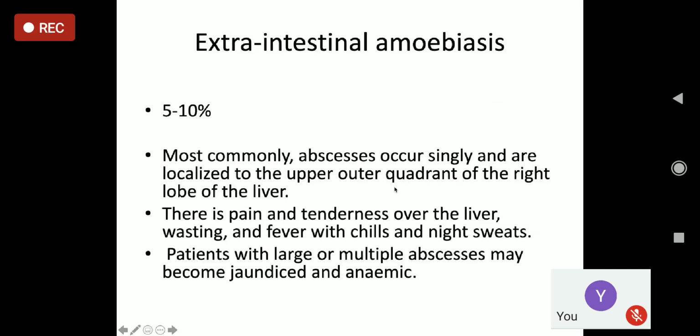More commonly the patient will develop a liver abscess, sometimes a brain abscess, sometimes the patient will have ascites due to this. Due to extraintestinal amoebiosis, the patient has multiple abscesses, and sometimes might have jaundice, sometimes anemia. Such features can be seen in extraintestinal amoebiosis, which is comparatively the more severe form, or we can say the complicated form of amoebiosis.